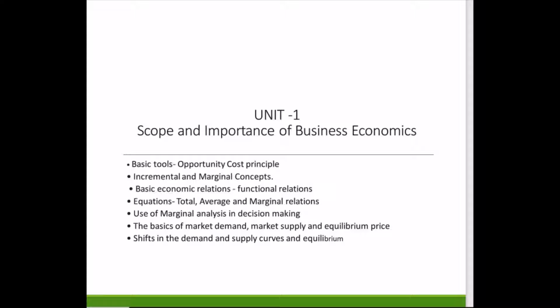The basics of market demand, market supply and equilibrium price. We studied this in 12th standard: when the demand curve and supply curve meet together at a point where both intersect, it is called the equilibrium point. That we learned in the third, fourth or fifth chapter of economics in 12th standard, and also shifts in the demand and supply curves and equilibrium. When it increases, what happens? When it decreases, what happens? As we have seen, relatively elastic demand, unitary elastic, that we have learned in the 12th standard. So let's start with unit 1.